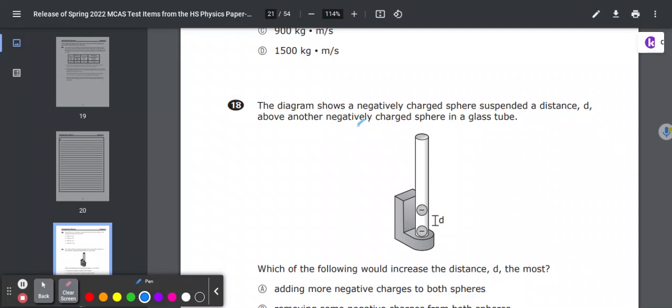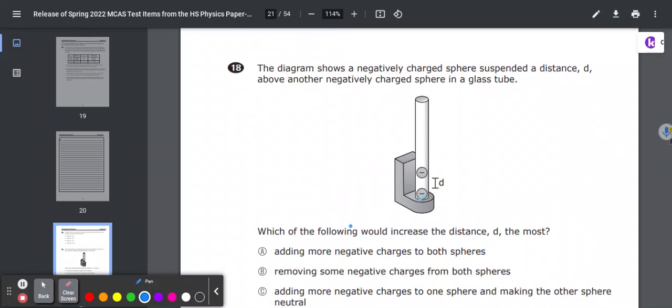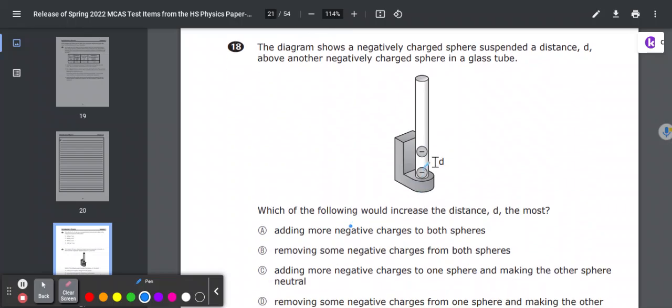18. The diagram shows a negatively charged sphere suspended a distance d above another negatively charged sphere. Which of the following would increase the distance d? So we have to think a little outside the box. Here we have two negative charges. By our knowledge of similar charges, we know that these obviously want to repel each other. We also know by Coulomb's law that the more charge we have, the greater the force, whether it is an attractive force or, in this case, a repulsive force.